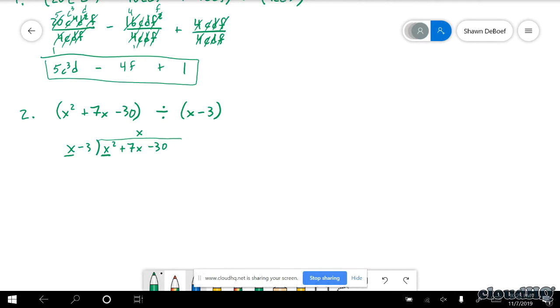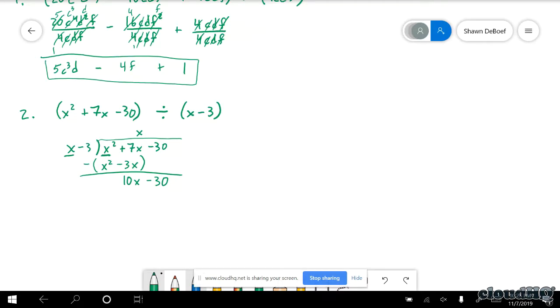And then we would take that x and multiply it by x minus 3. So x times x is x squared. x times negative 3 is negative 3x. So that's what I get when I distribute the x throughout. And then I have to subtract that from what we had above it. So x squared minus x squared becomes a 0. It eliminates. That was the goal. And then 7x minus a negative 3x. Minus negative, that's like plus. So 7 plus 3x is 10x. Write that down below, and then drop down any remaining terms.